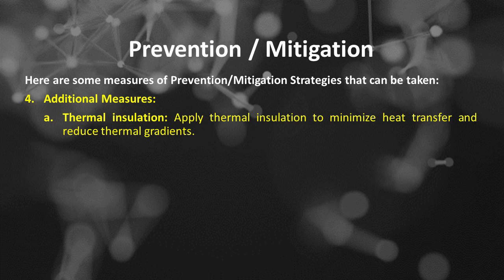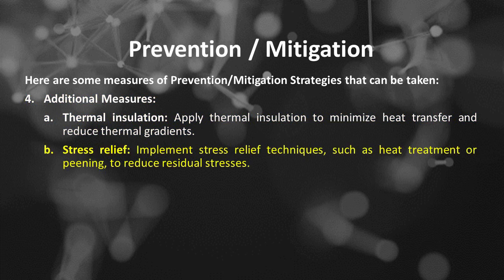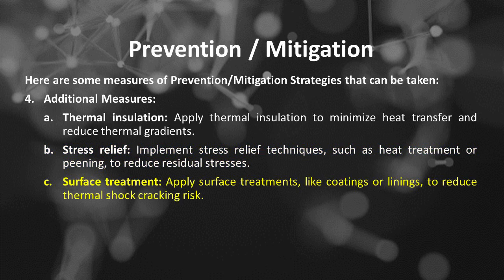Number 4 is additional measures, include, the first is thermal insulation, apply thermal insulation to minimize heat transfer and reduce thermal gradients. The second is stress relief, implement stress relief techniques, such as heat treatment or peening, to reduce residual stresses. The third is surface treatment, apply surface treatments, like coatings or linings, to reduce thermal shock cracking risk.